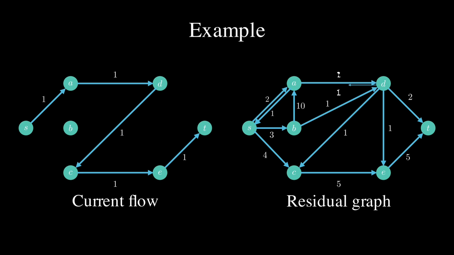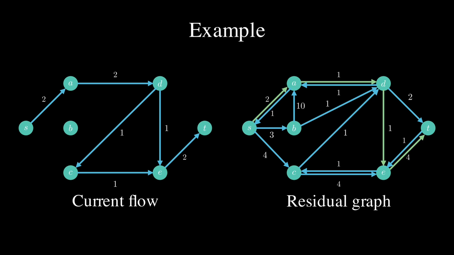For edge AD, we create a forward edge with residual capacity 1 and a backward edge with residual capacity 1. For edge DC, the capacity is equal to the flow, so we do not include a forward edge, and we create a backward edge with capacity 1. Since the capacity of edge CE is 5, we create a forward edge of residual capacity 4 and a backward edge of residual capacity 1. The same holds for edge ET. We repeat this process by finding another augmenting path, increasing the flow along the edges of this path, and updating the residual graph.